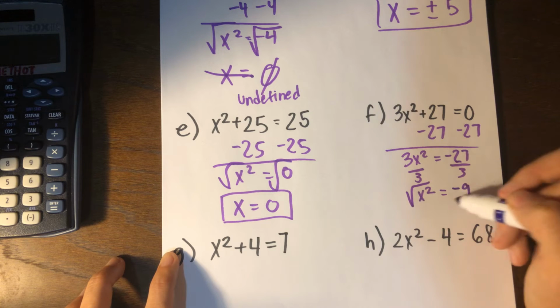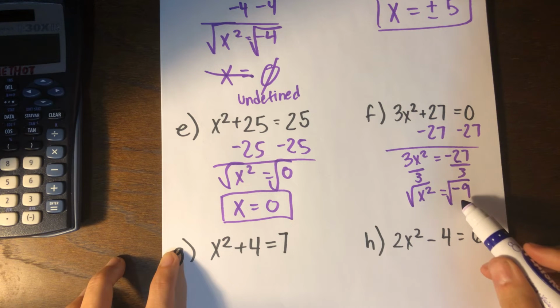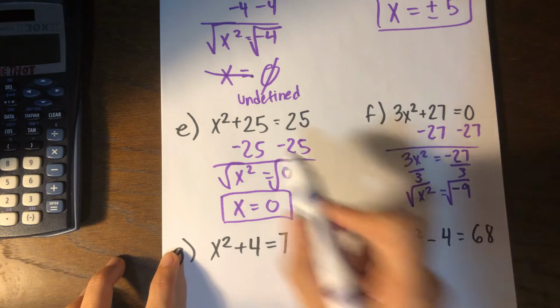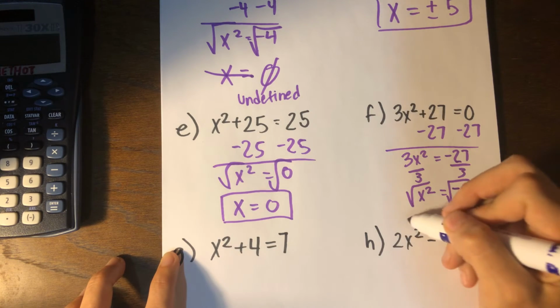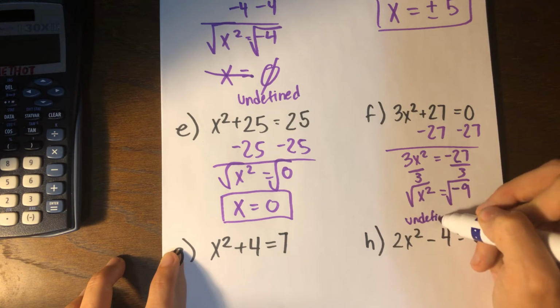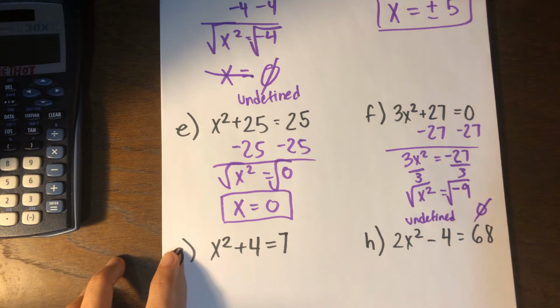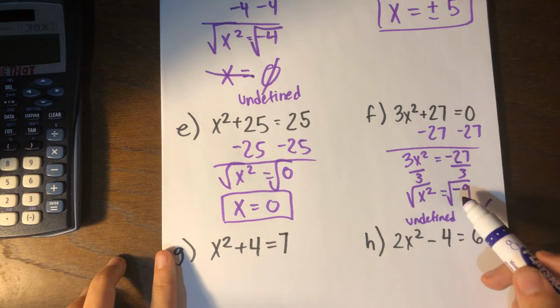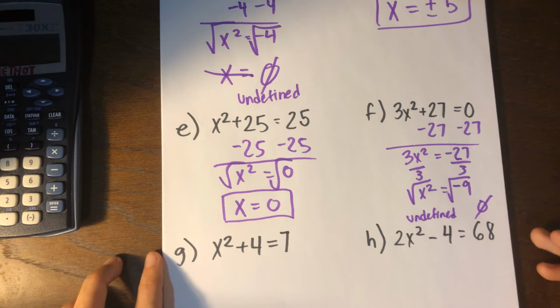Now I take the square root. I have a negative inside my square root. What happens? Undefined. Or no solution. Okay, whichever one you guys would like to write, but you have to recognize when the negative's in the inside, that is a no can do.